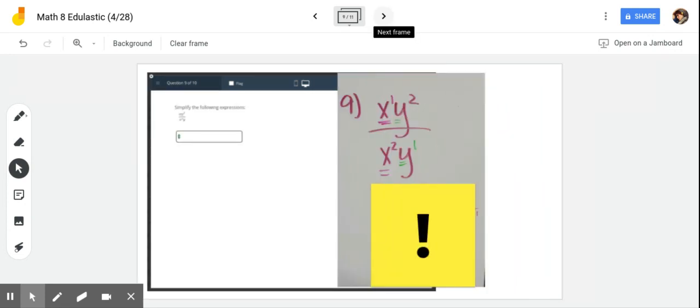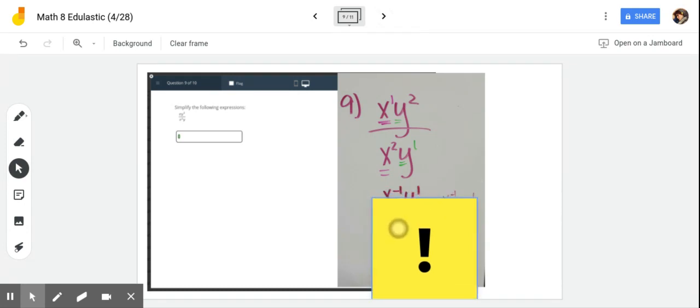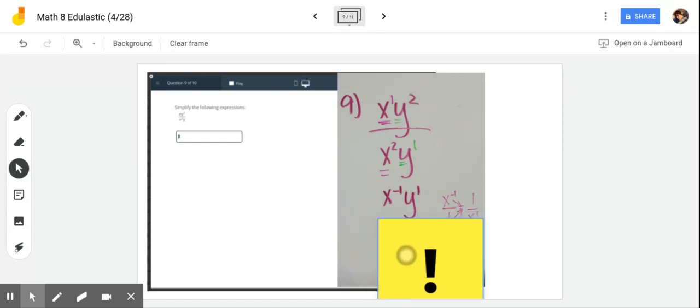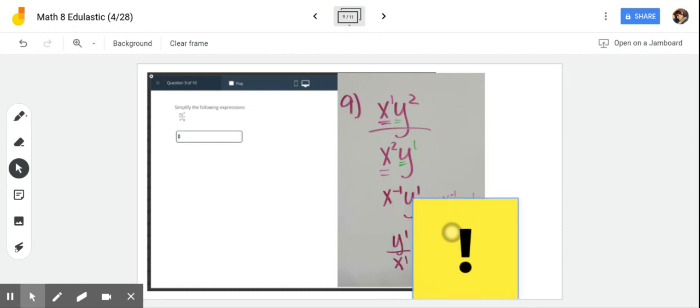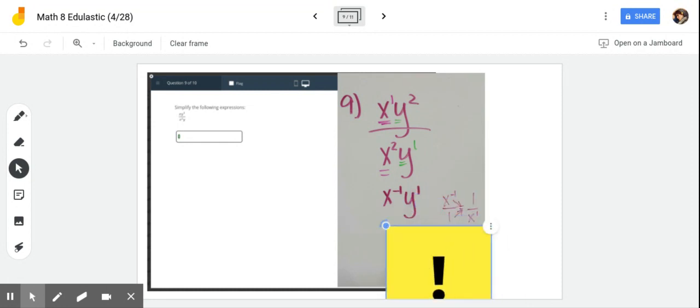Okay, number 9. I've got x y to the second over x to the second y. This is a division problem. So I'm going to keep my like bases, I'm going to subtract my exponents, and I'm going to see what I come up with. When I subtract x, 1 minus 2, I get x to the negative 1. When I subtract y, 2 minus 1, I get y to the first.